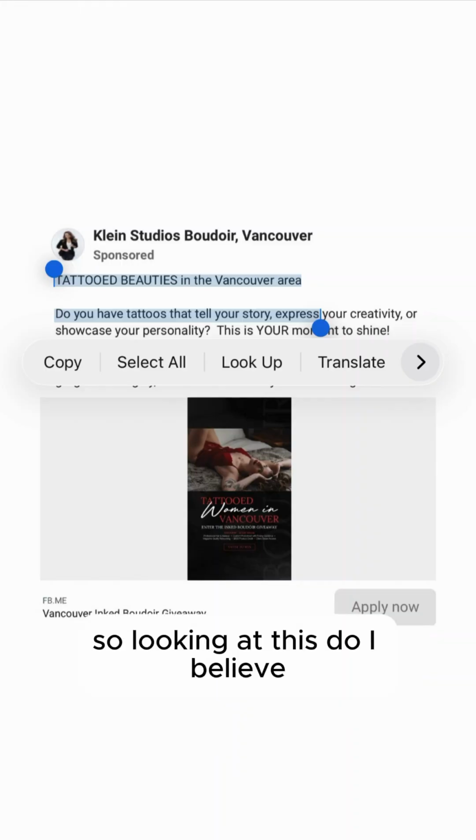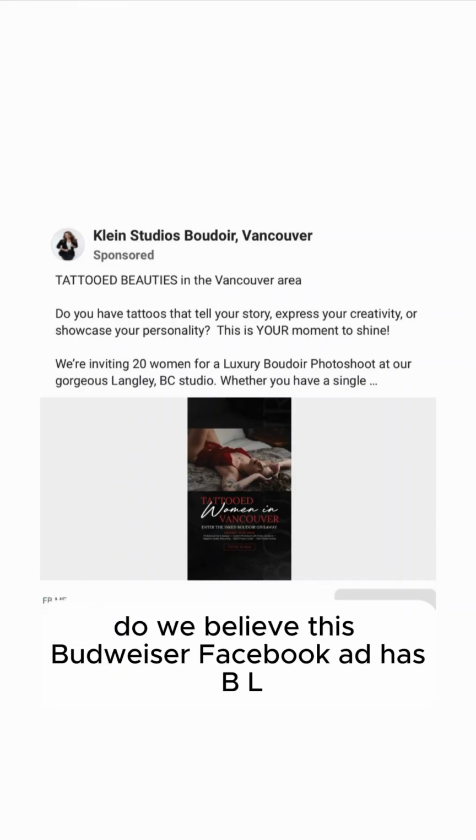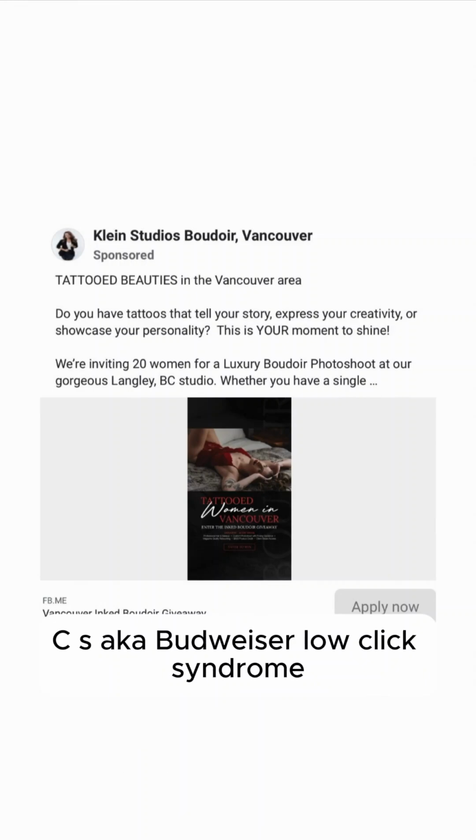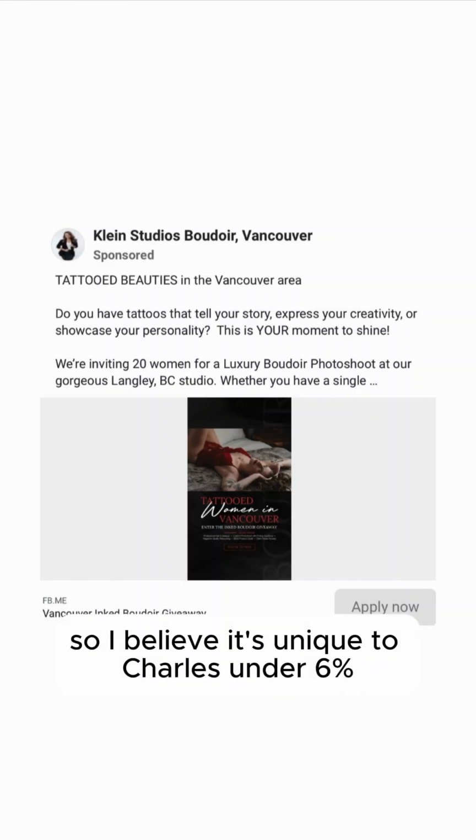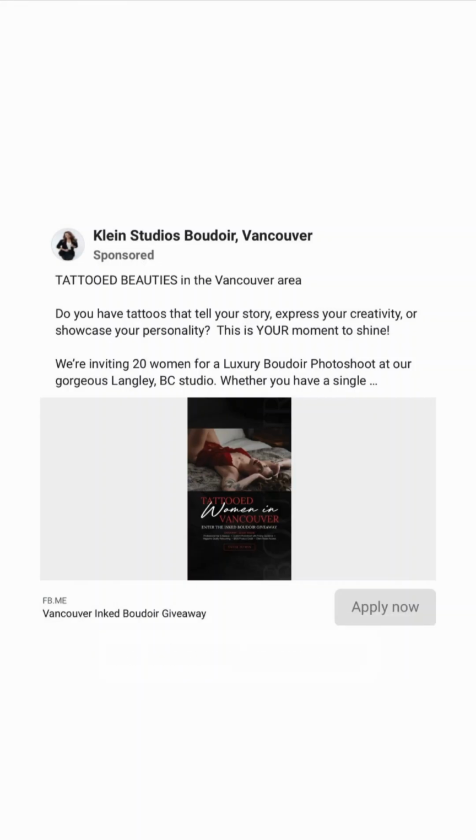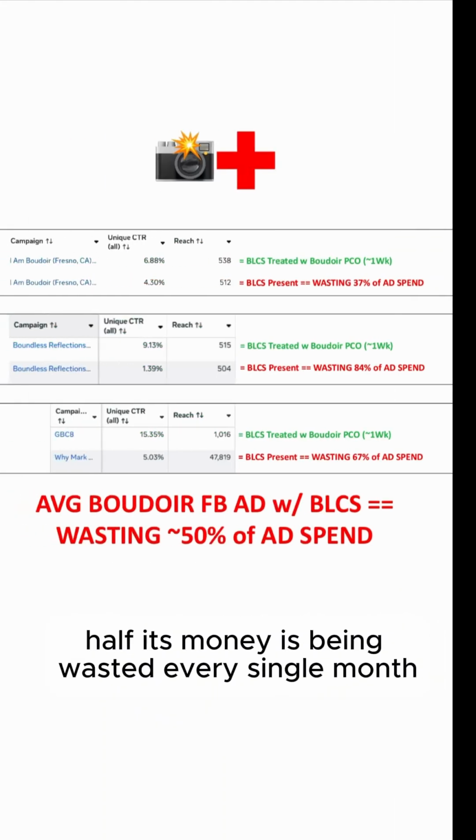So looking at this, do we believe this boudoir Facebook ad has BLCS, aka boudoir low click syndrome? Yes, I do. I believe its unique CTR is under 6%, so approximately half its money is being wasted every single month.